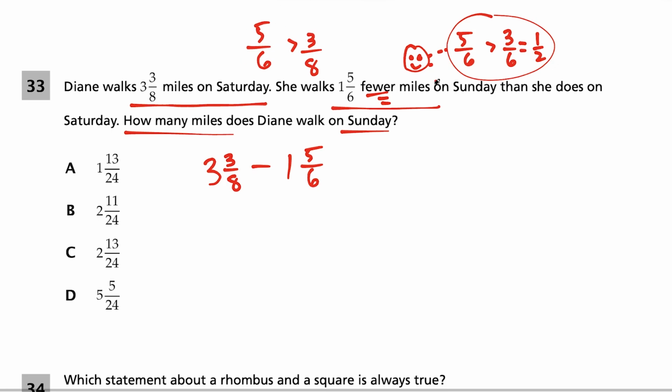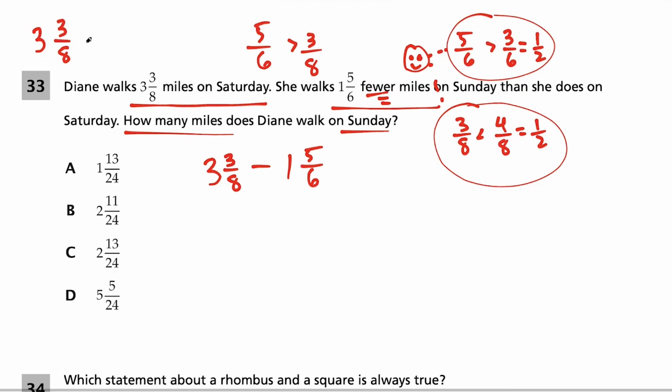But I also know in the same thought that 3/8 is less than 4/8, and 4/8 is equal to a half. That was the fraction we talked about before, but 4/8 simplifies to a half. So if 5/6 is greater than a half and 3/8 is less than a half, that's how I know 5/6 is greater than 3/8. So that tells me that I'm going to need to do some borrowing here. Now, another concept that may not be obvious is that 3 3/8 is actually the same thing as saying 3 plus 3/8. These have the same meaning here.